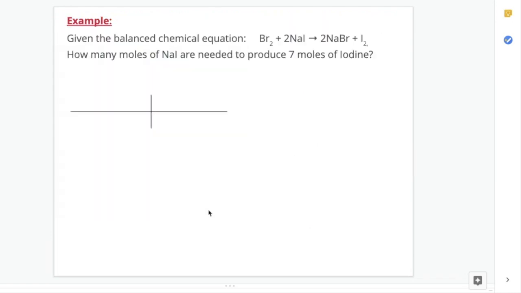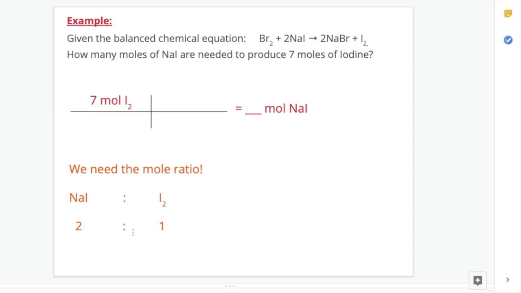So the first thing I like to do is set up my little chart so I know what I'm doing. Then, obviously, I need to write what I have. I have 7 moles of iodine, and I need moles of sodium iodide. So I put that here. Cool. How can we go from this mole to this mole? We use the ratio, right? So the ratio of NaI to I2, we go to the formula, and we look at the coefficient. So in front of NaI, we have a 2, and in front of I2, we have nothing. So the ratio must be 2 to 1, which we just read from here.